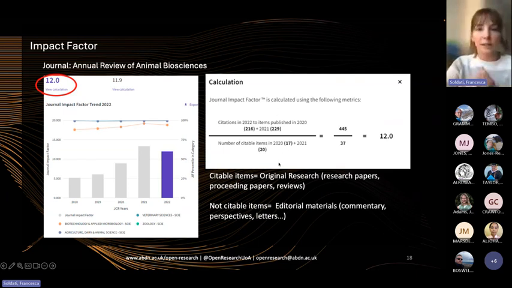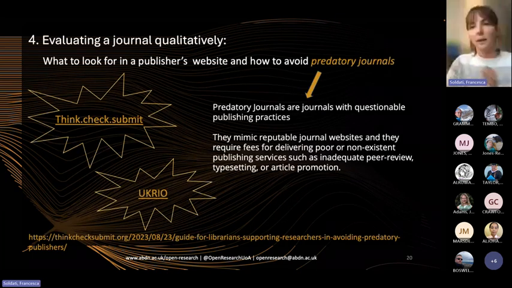This way of calculating the indicator created a lot of controversy because you can manipulate it easily. A journal, for example, if it wants to increase the impact factor, can increase the amount of editorial material that it publishes. So you can increase the amount of letters or commentary, so you increase your numerator here, and your impact factor will become higher. Okay, so these are the two ways in which you can evaluate your journal quantitatively.